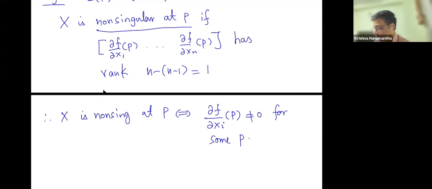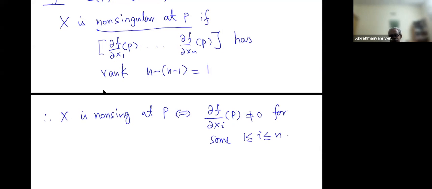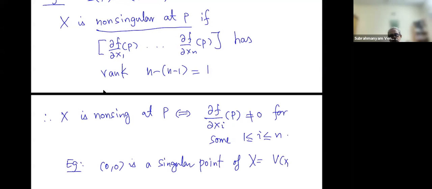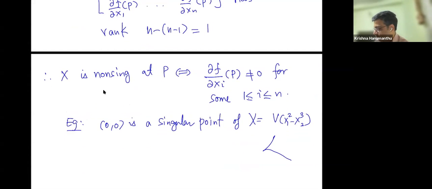so this is what you normally mean by smooth point. You want at least one of the partial derivatives to not vanish, for some i here. So singular points are where all the partial derivatives vanish. So for example, 0, 0 is a singular point. Okay, so this is like a cuspidal curve and geometrically it looks like this. So if you take V of x1 squared minus x2 cubed, partials are 2x and 3x squared, which both vanish at 0, 0. And 0, 0 is of course a point on the curve itself. P must be such that f also vanishes at P.